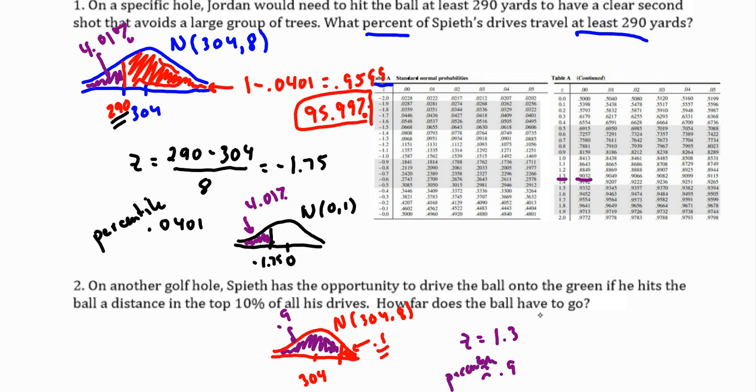Now, once I figure that out, I know what my z-score is, and really the value I'm looking for is this x value. So we're going to take x minus our mean, which is 304, and divide that by our standard deviation, which is 8. Doing a little algebra, we can take 1.3 times 8, and then add 304 to that, and what we get is an x value of 314.4 yards.